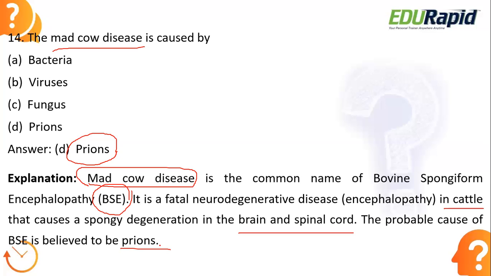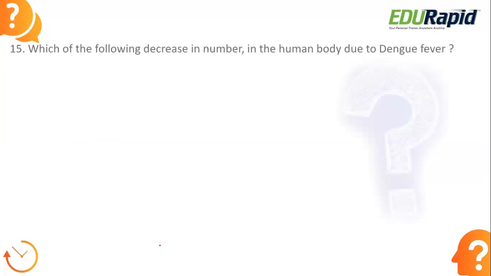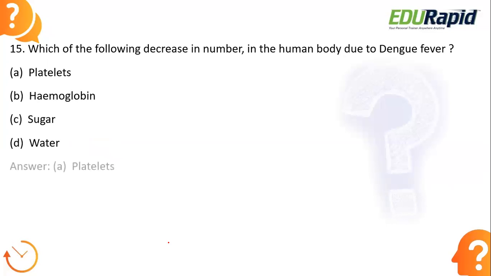Okay, going to the next question now. Which of the following decrease in number in the human body due to dengue fever? Platelets, hemoglobin, sugar, and water.